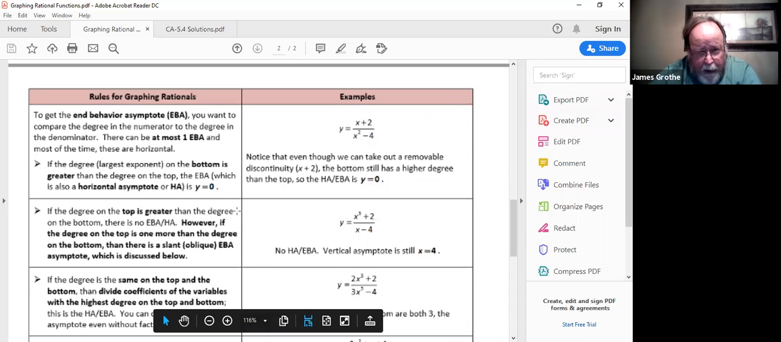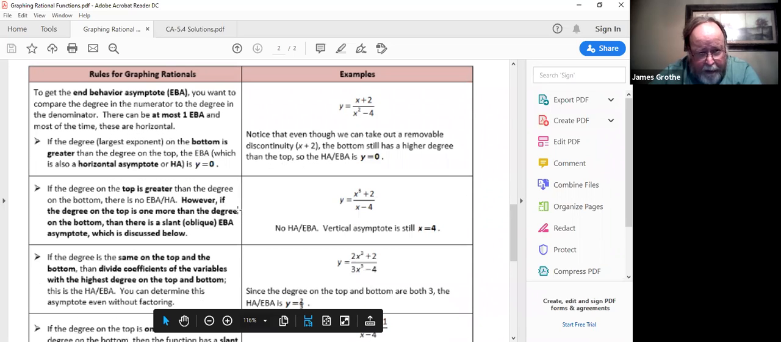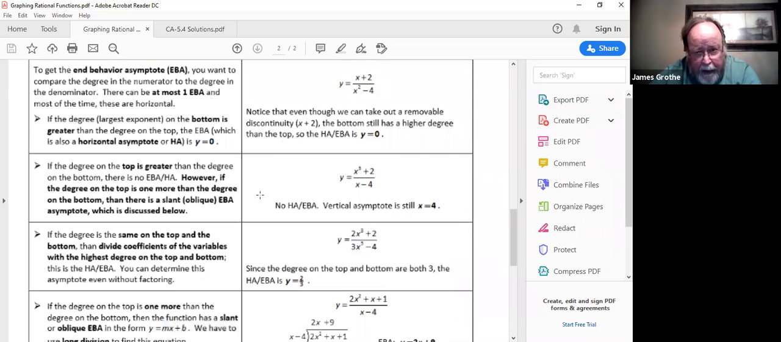Now, when the numerator has a higher power, as is the case here, and we've got y equals x to the fifth plus 2 over x minus 4, in that case, there is no horizontal asymptote, okay? Because the numerator is just going to grow much faster than the denominator. So it won't approach a limit. It'll just get bigger and bigger and bigger, or smaller and smaller and smaller. So no horizontal asymptote in that case.